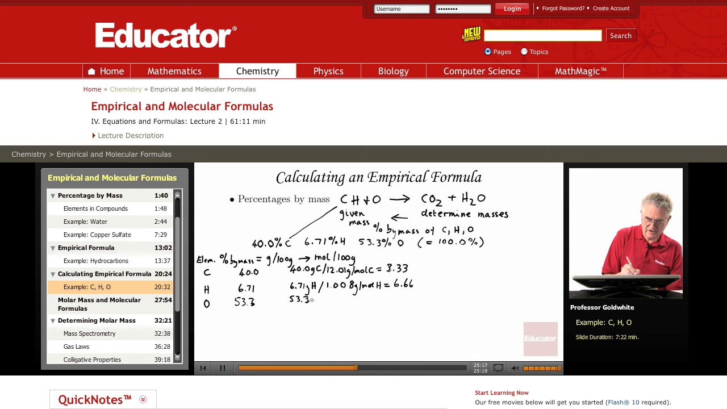53.3 grams of oxygen, again turning it into moles, divided by 16.00 grams per mole of oxygen equals 3.33. We now reduce these to the simplest integral ratio by dividing by the smallest number.